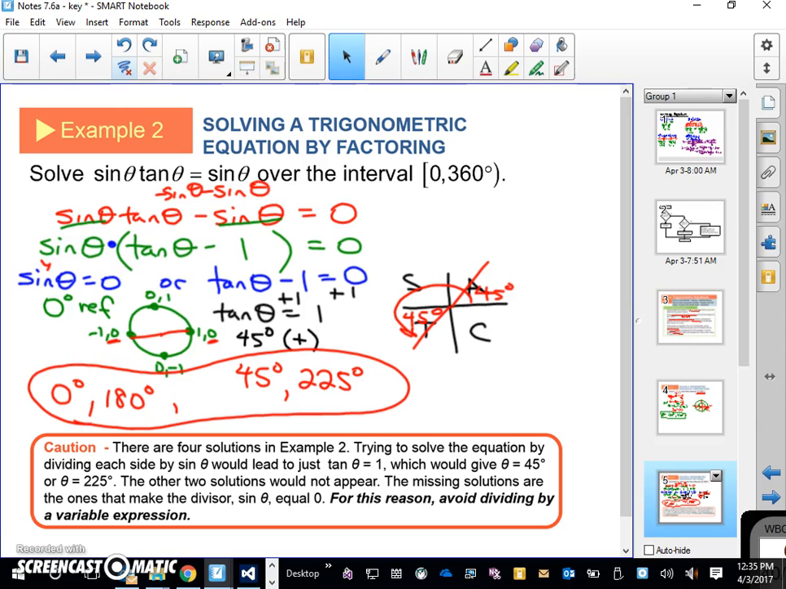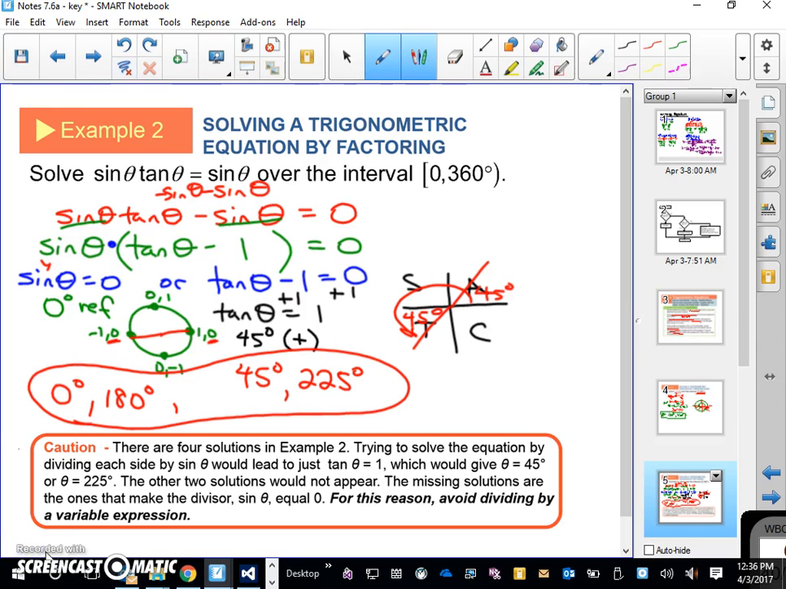You can put them in numerical order if you want to, increasing order, or you can just list them all out. That would be your 4 angles. And so think about what a solution is. A solution is a number that results in a true statement if you plug it in. You plug any one of these numbers into this equation, you're going to get a true statement.